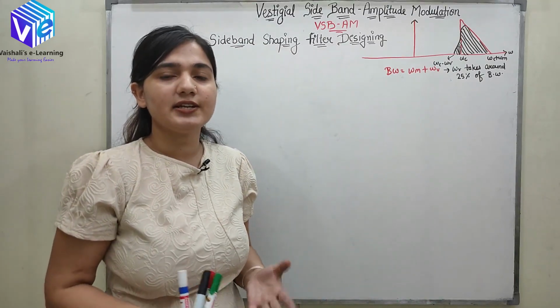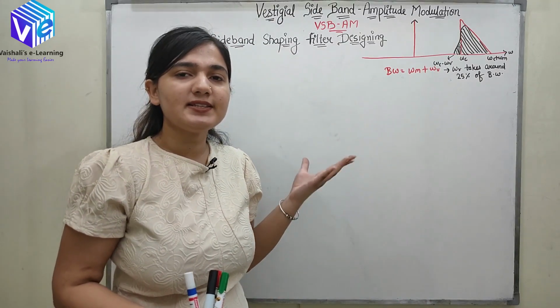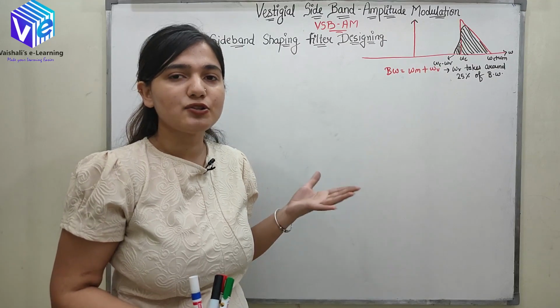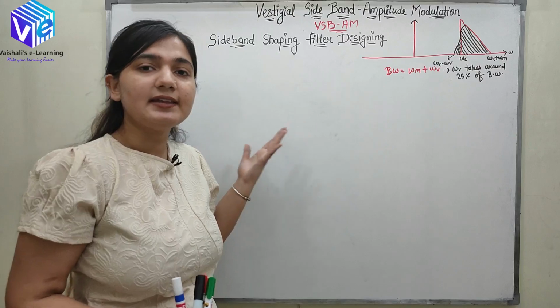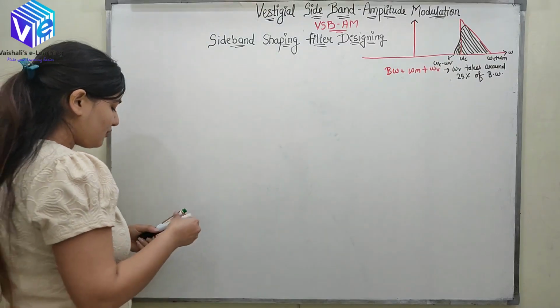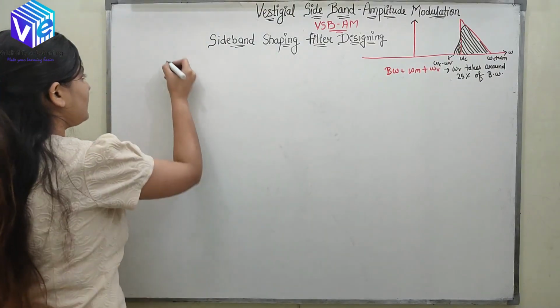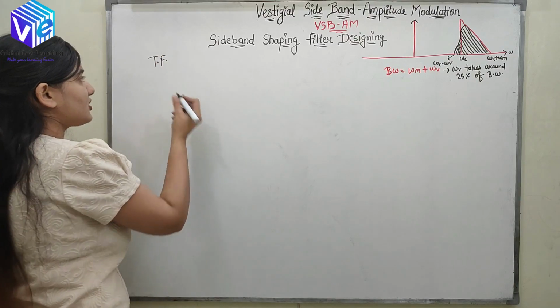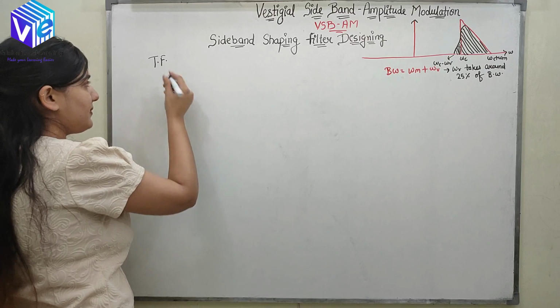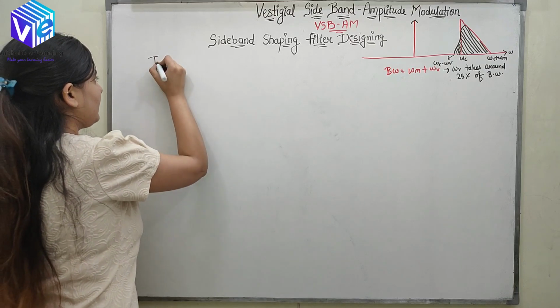So how was it generated? We took a double sideband suppressed carrier signal. After that we passed it through a sideband shaping filter. So now we will see how we can design that sideband shaping filter. So now the sideband shaping filter has a transfer function. The transfer function of the sideband shaping filter can be written down like this.